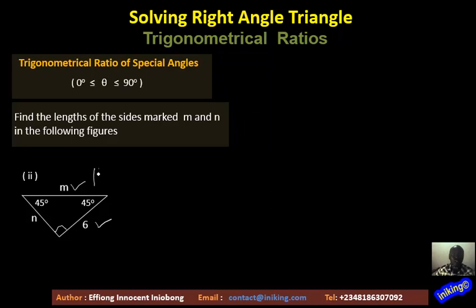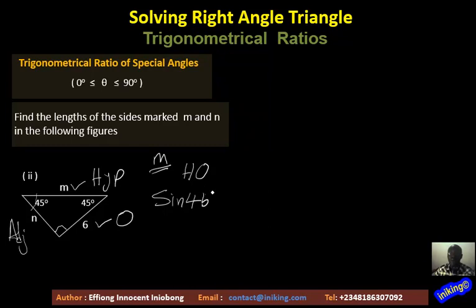M, again, in this triangle is the hypotenuse. 6 is facing the angle 45, so let's call that opposite. And therefore, this will be adjacent. Since I want to look for M first, I will be combining my hypotenuse with the opposite. And obviously, you know this is going to be sine. So I say, sine 45 is equal to opposite over hypotenuse. 6 is the opposite. Hypotenuse is M.